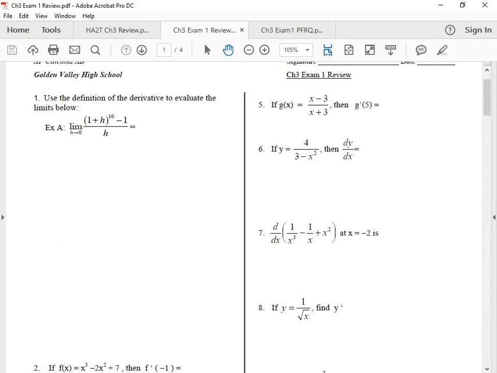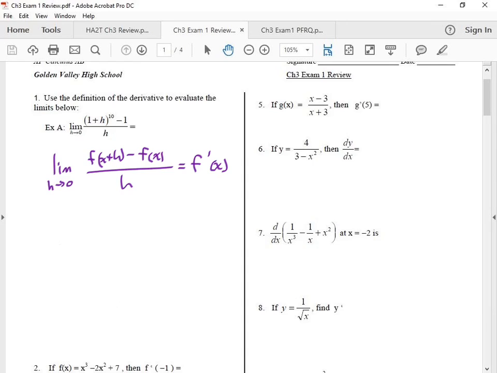Okay, this one looks like the limit as h approaches 0 of f of x plus h minus f of x, divided by h. That's what this looks like. This is the same, right? It's the h as h approaches 0. So the limit as h approaches 0. So this equals f prime of x.